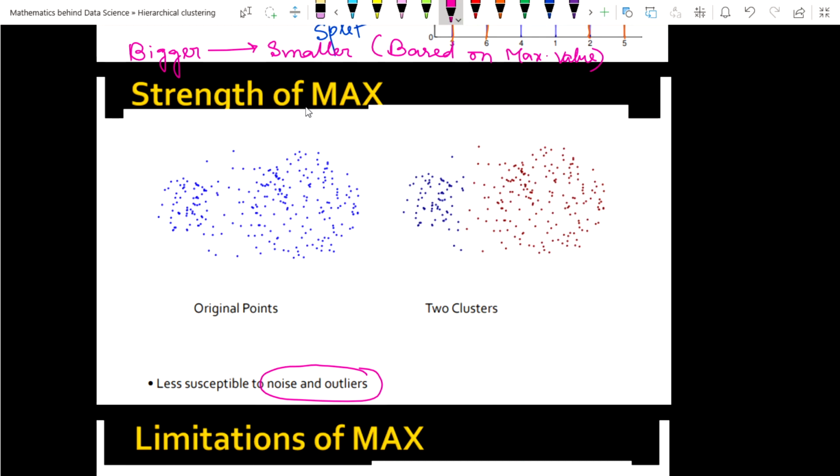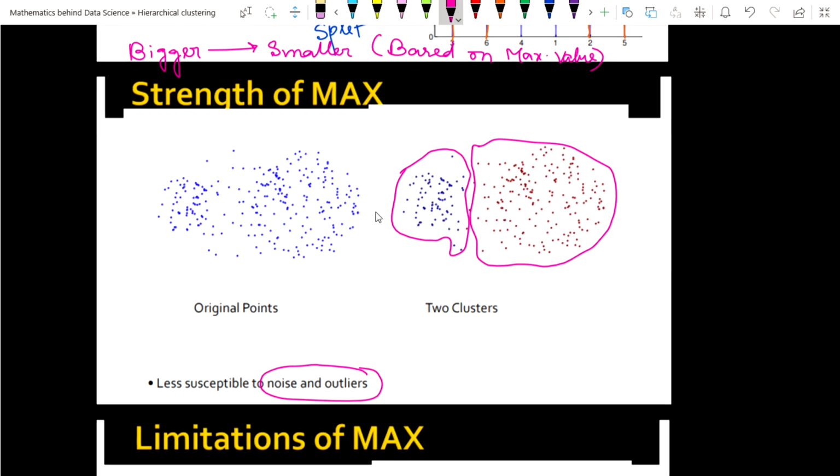So if you use the maximum method, then the clusters are easily separated. These are one cluster, it is separated. These kinds of outliers are okay. These are another cluster. It is well separated. Okay, this is the main strength.